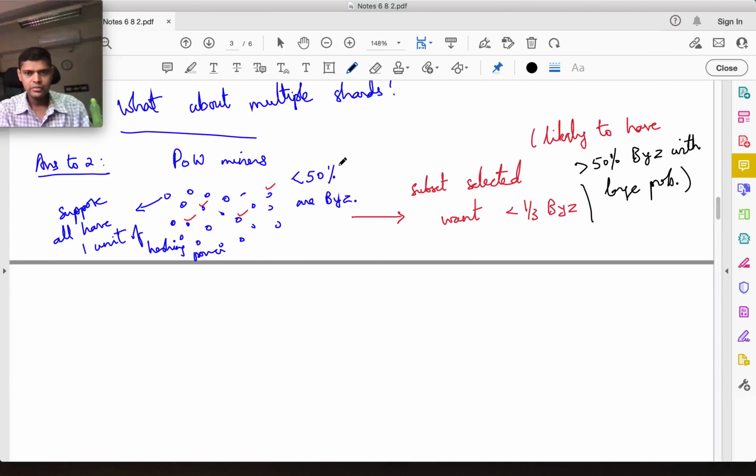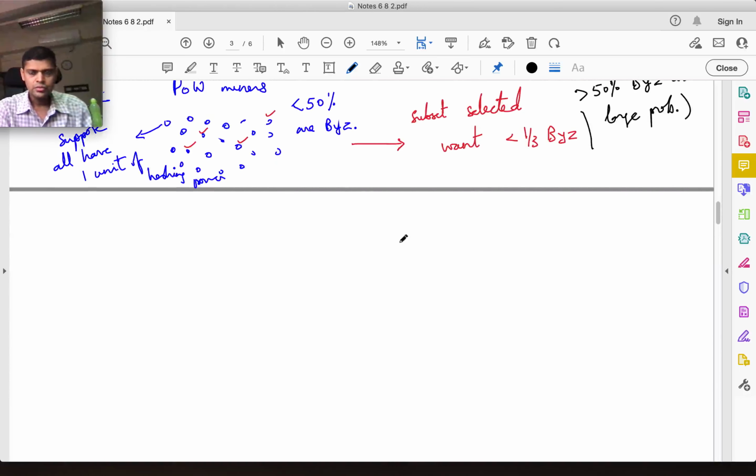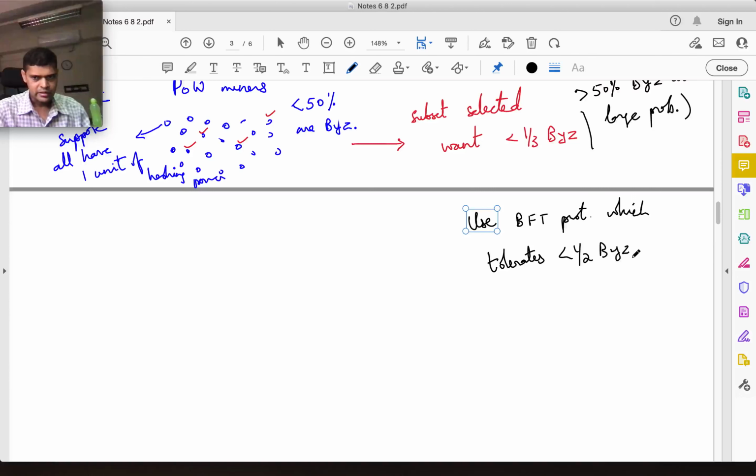So 50% is too high. We need less than that. In fact, you would need much less than 1/3 to be Byzantine to start out with. This is an issue. So what is RapidChain going to do? RapidChain first of all is going to use a BFT protocol which tolerates less than 1/2 Byzantine, and it's going to assume a synchronous network.